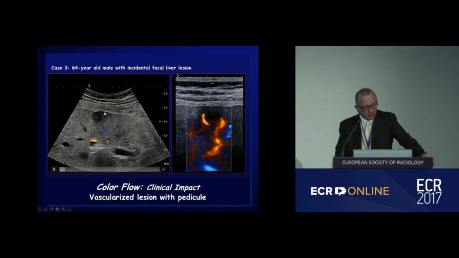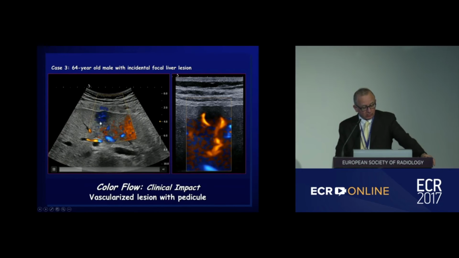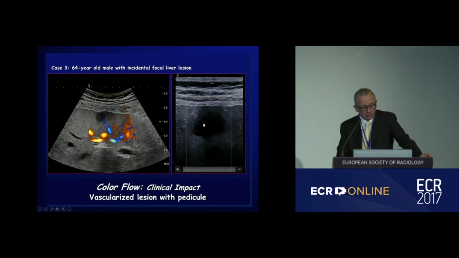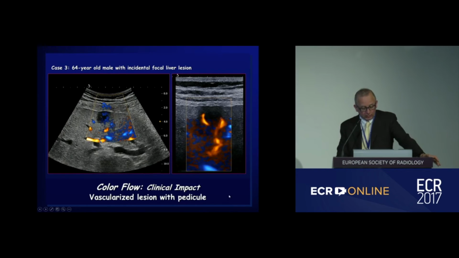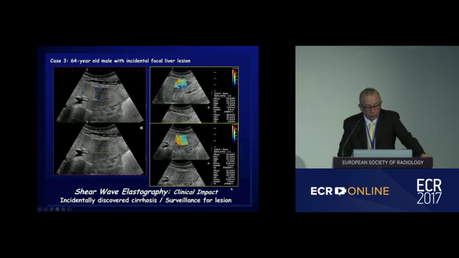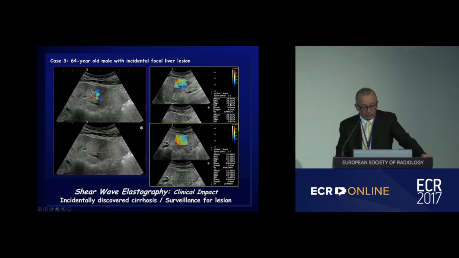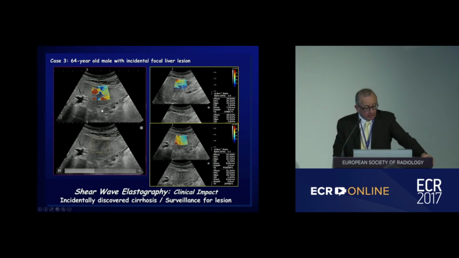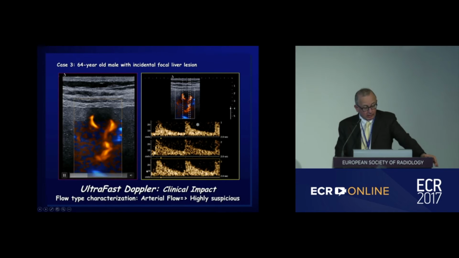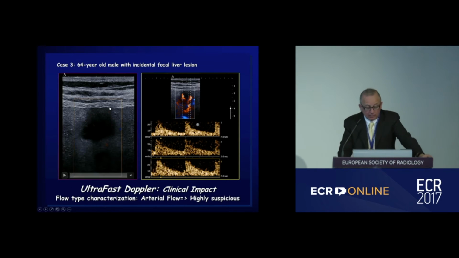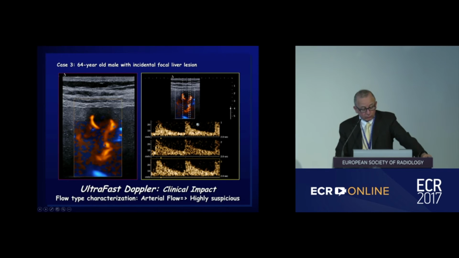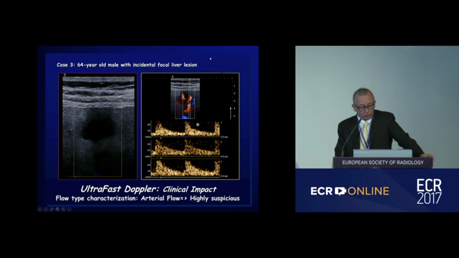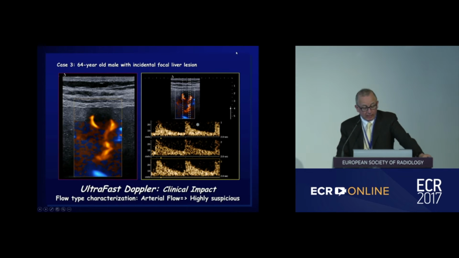And then with color, you see that the lesion has some kind of vascular pattern, and you see that this pattern is mainly peripheral arteries. And basically then we move to shear wave, and again we have a very stiff liver with values between 24 and 30 kilopascals, and that the lesion also is slightly stiffer. Then we use these highly sensitive technique like UltraFast Doppler. And with UltraFast Doppler, we can record and confirm that all of these lesions are just basically arteries.